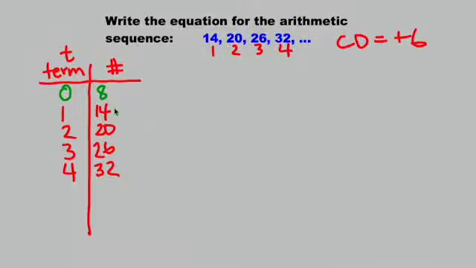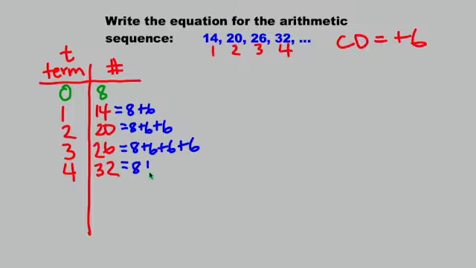So we can think of 14 as that 8, that is the initial or 0 term, plus 6. We can think of 20 as that 8 plus 6 from the term before it, plus another 6. We could think of this 26 as the term before it, which is 8 plus 6 plus 6, plus another 6. And we could even think of this as 8 plus 6 plus 6 plus 6, which is the term before it, plus another 6.